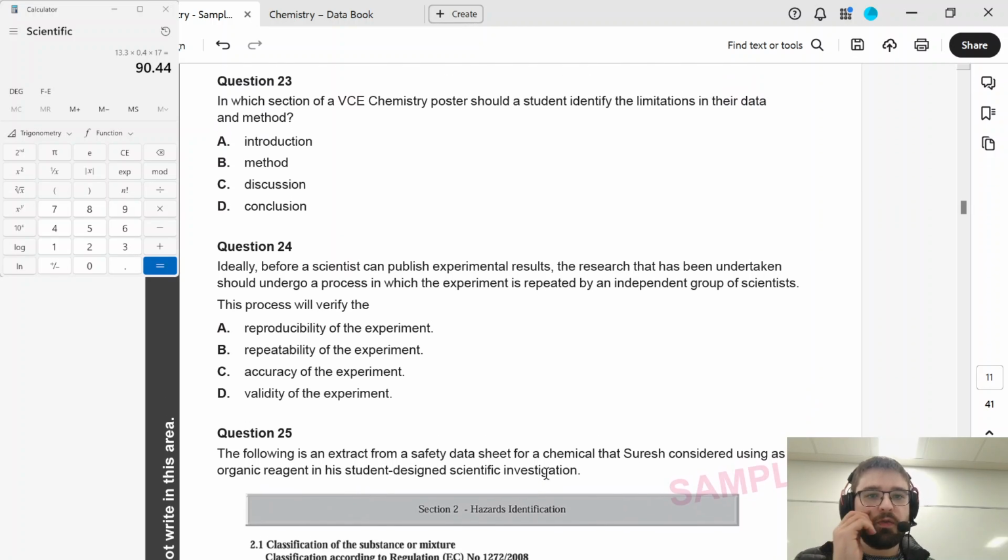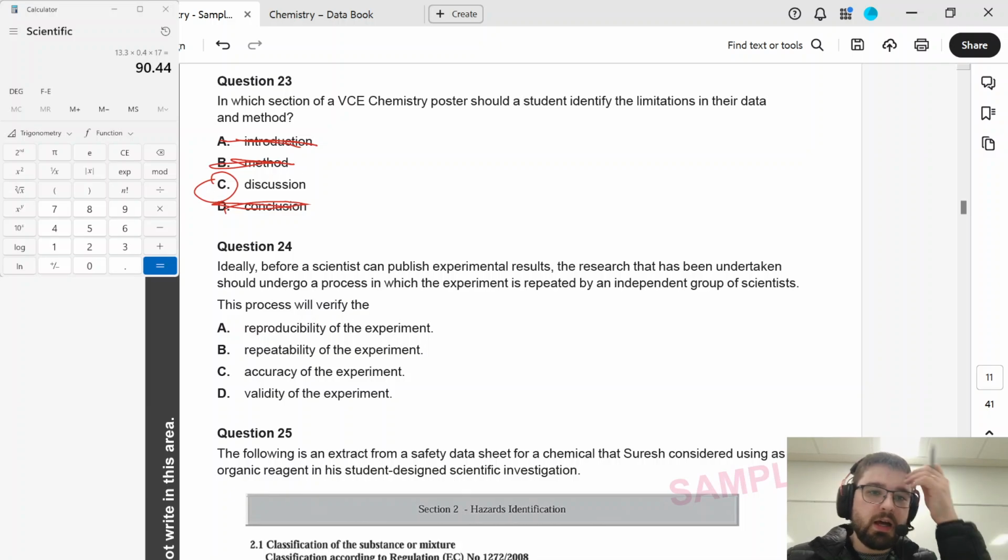In which section of a VCE chemistry poster should a student identify the limitations in their data and method? Alright, so you wouldn't put that in the method because the point of the method is just to be there. The introduction is mostly for theory, not for really talking about your experiment in particular. It definitely goes in the discussion. You could theoretically mention it in the conclusion if it was a critical point, but I think they're definitely going for discussion.